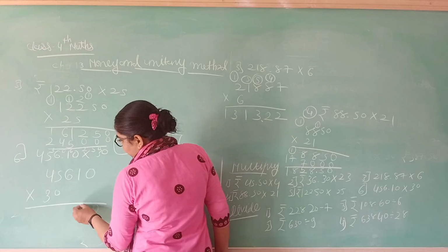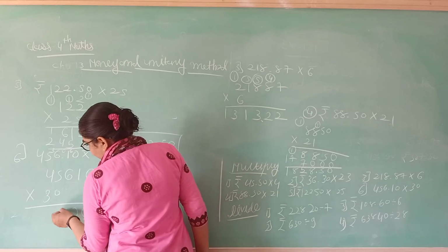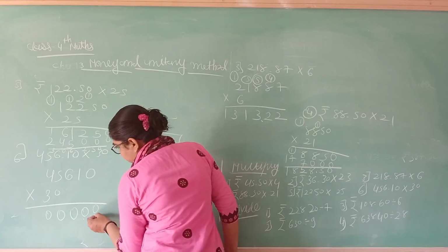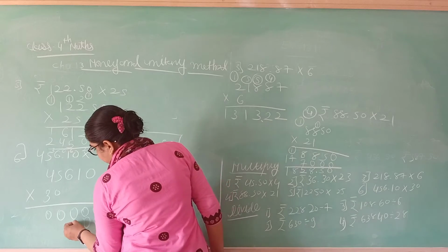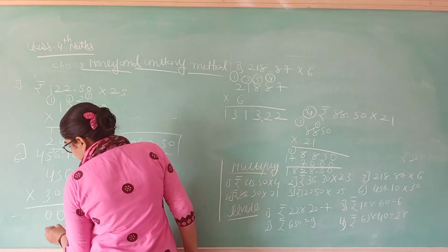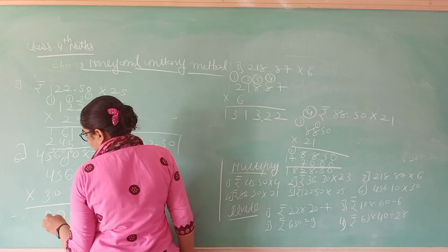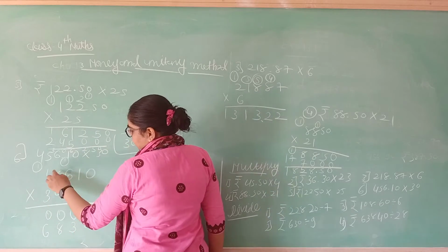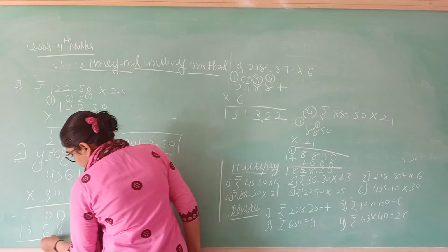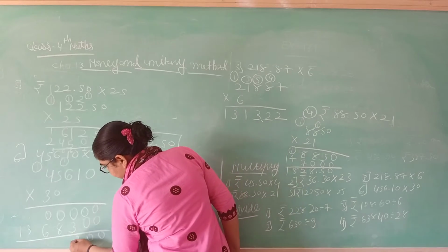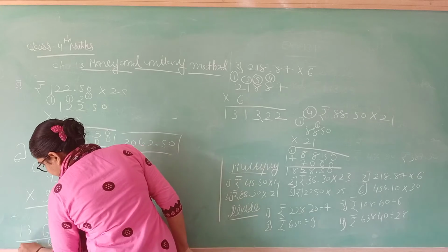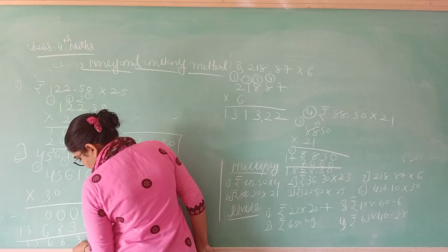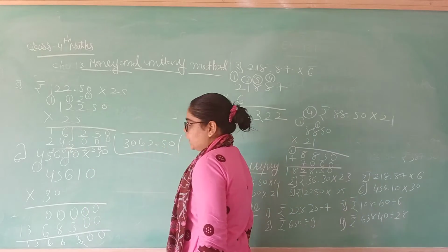0 zeros are 0, 0 1s are 0, 0 6s are 0, 0 5s are 0, and 0 4s are 0. Okay, then put here 1 zero. 3 zeros are 0, 3 1s are 3, 3 6s are 18, so 8 here, 1 carry. 3 5s are 15 plus 1, 16, 6 here, 1 carry. 3 4s are 12, 12 plus 1, 13. So 0, 0, 3, 8, 6, 3 and 1. And how many decimal points are here? 2. So here 2 decimal points.